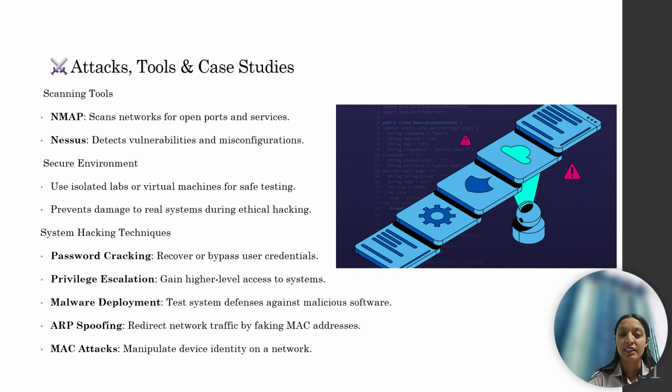There are some hacking techniques which we can use to understand the concepts better. The first one is password cracking. It recovers or bypasses user credentials. Privilege escalation means gaining higher level access to systems through other sources. Malware deployment tests system defenses against malicious or harmful software. ARP spoofing means redirecting network traffic by faking MAC addresses.